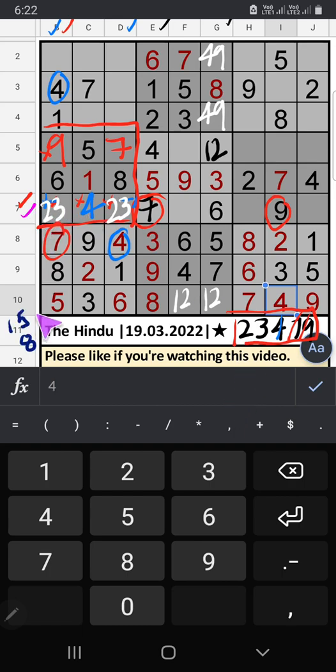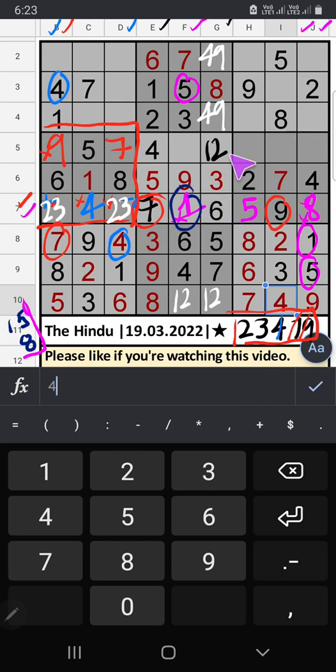Seventh row, 3 numbers are remaining: 1, 5, 8. Column F and column J we have 5. So 5 can't come in these cells. The 5 is confirmed here. Then only 2 numbers are remaining: 1 and 8. Column J we have 1. So 1 can't come in the cell. 1 is confirmed here. Then 8 is here.